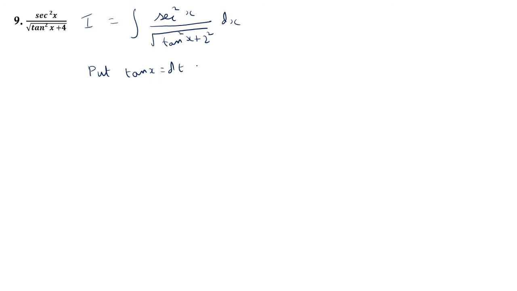Next one is secant square x divided by square root of tan square x plus 4. Let us write I is equal to integral secant square x divided by square root of tan square x plus 4. I am writing it as 2 square. You can use integration by substitution. Put tan x is equal to t, so that secant square x dx will be equal to dt, therefore I becomes integral dt by square root of t square plus 2 square.